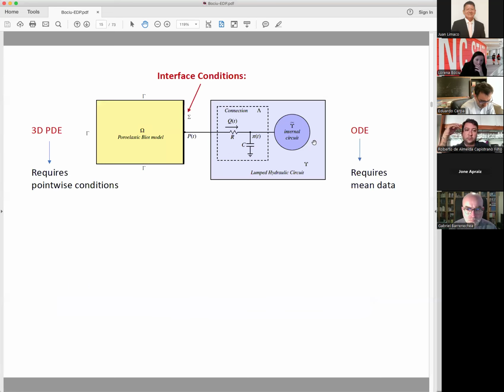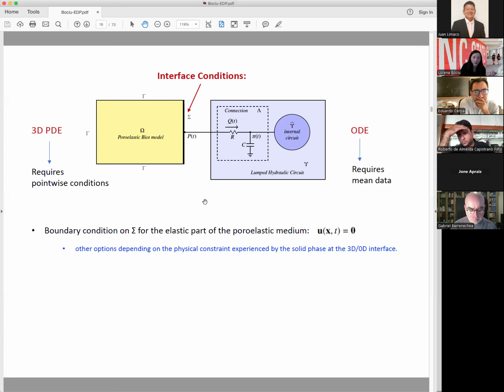The most important thing here is how are the PDE and ODE coupled, right? So what is happening on sigma? How are we coupling these two? Because this is the subtle issue, right? You have on one side PDE, which requires pointwise conditions. On the other side, you have the ODE, which works with mean data, right? So how do we couple the two? So let me start with the simplest one, where what assumptions are we making for the solid displacement? So we assumed here that U equals 0 on sigma. Of course, we can include other options here depending on what you're modeling.